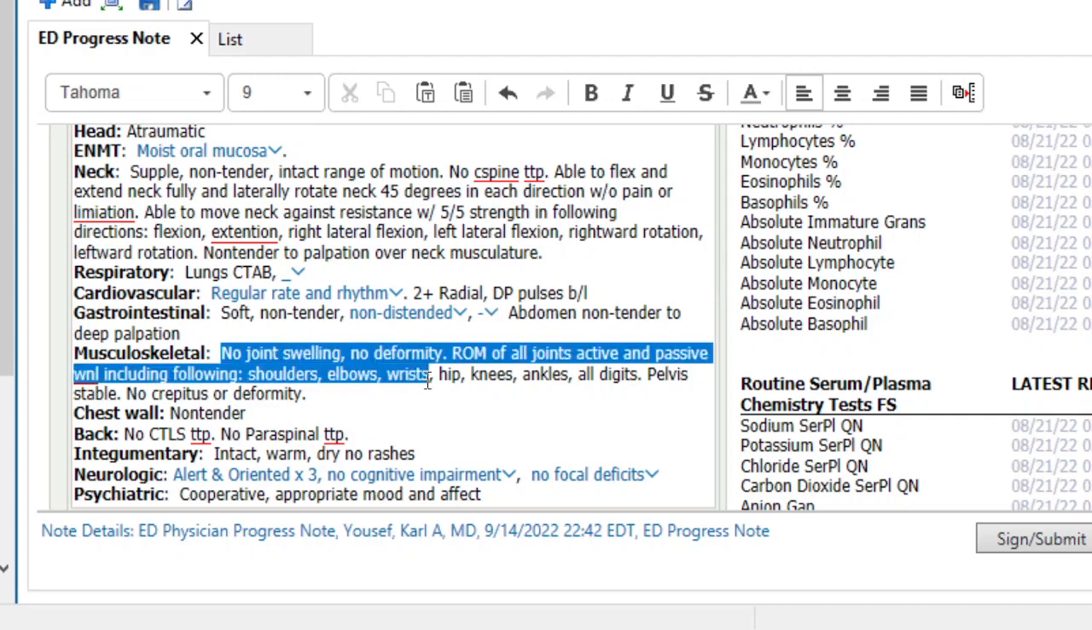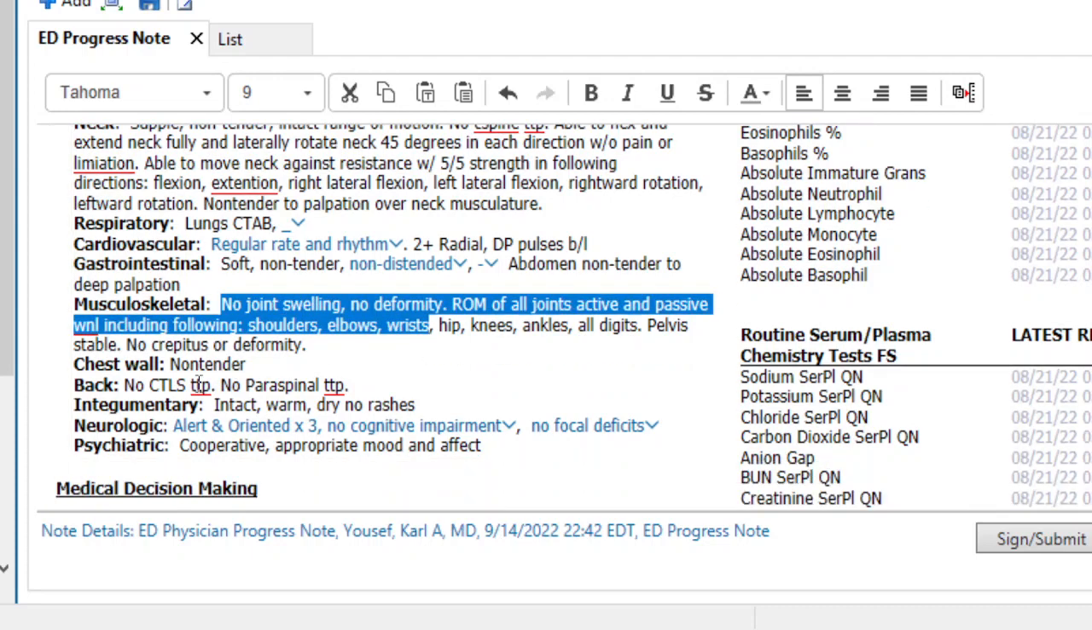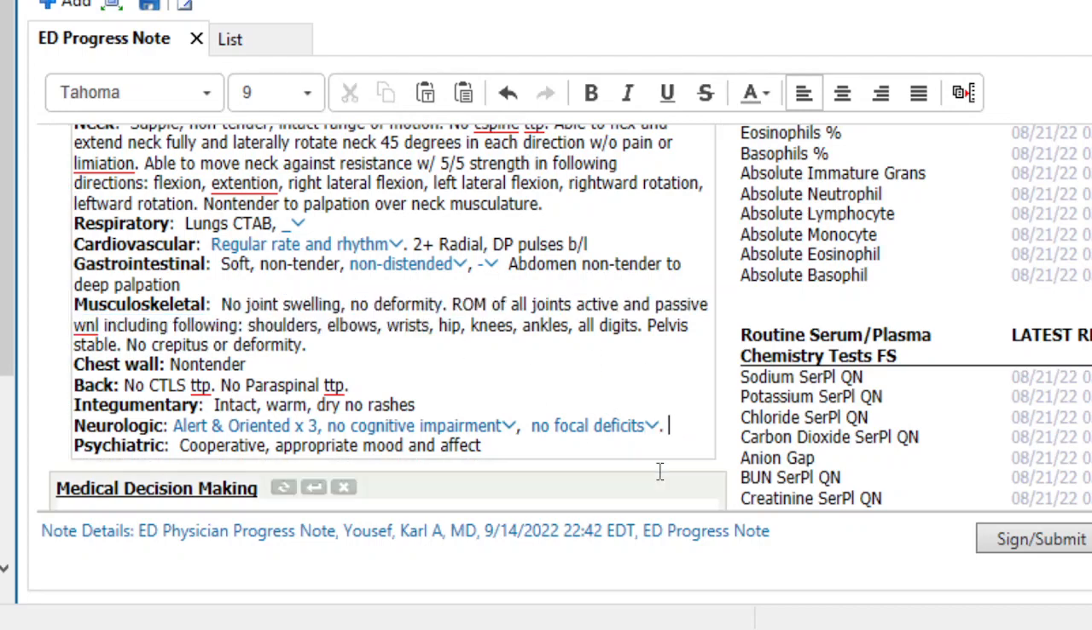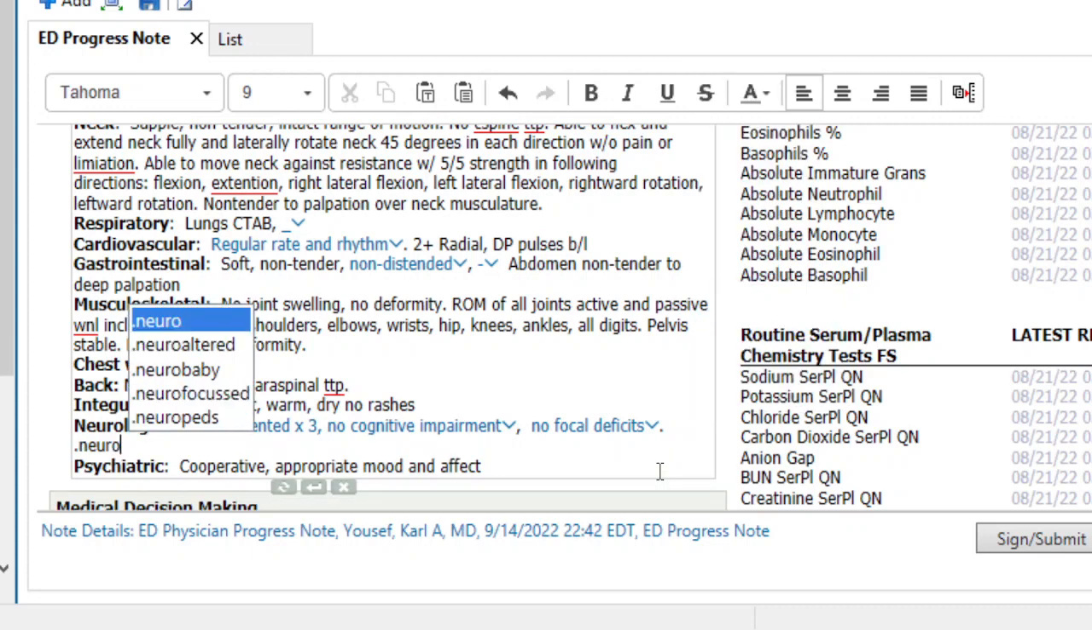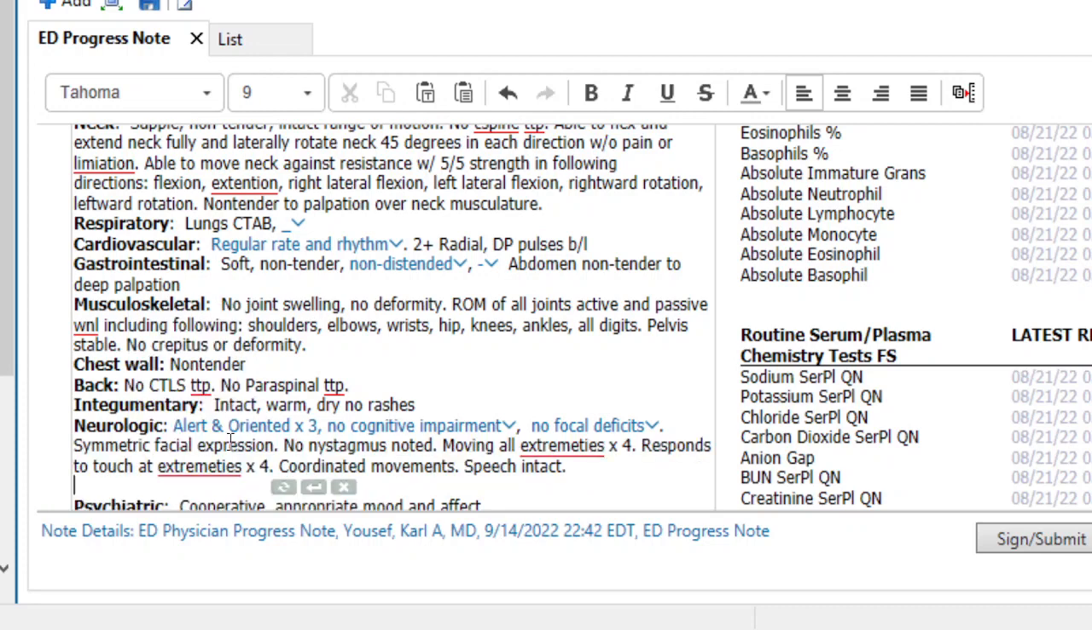Again, my musculoskeletal is filled out, my back is relatively filled out, and here, let's say we wanted to do a more detailed and thorough neurologic exam. Well, we would just add into this a .neuro. We have a .neuro altered. Maybe we didn't do a full neuro exam, but we know that everything's symmetric. There's no nystagmus, and they're moving all their extremities. We want to portray that.